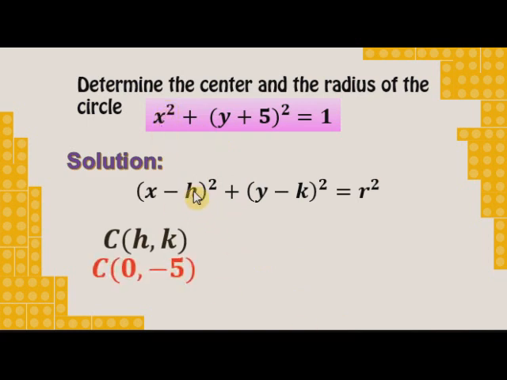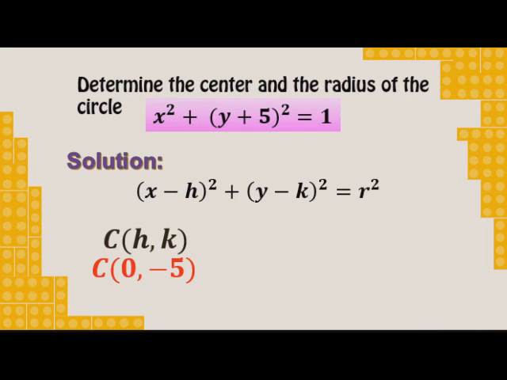Why 0? Because we don't have a group for our x. And then for our y, we have positive 5, or plus 5. We will simply get the opposite of that. So what is the opposite of positive 5? We have negative 5. So therefore, our k must be negative 5, and our center must be at 0, negative 5.